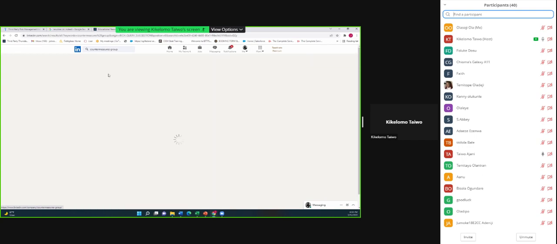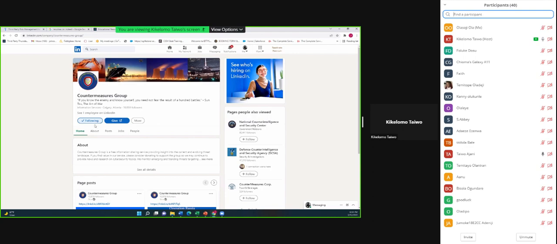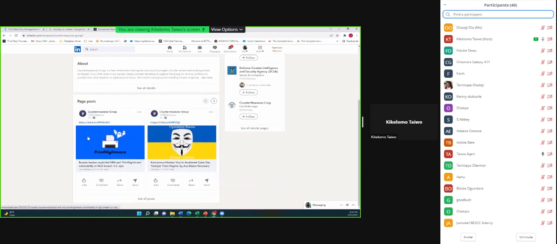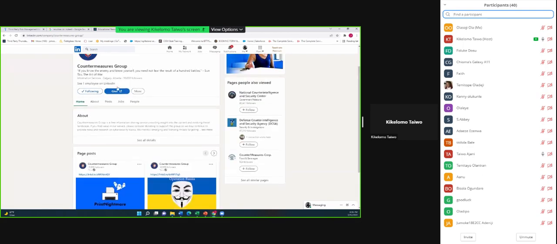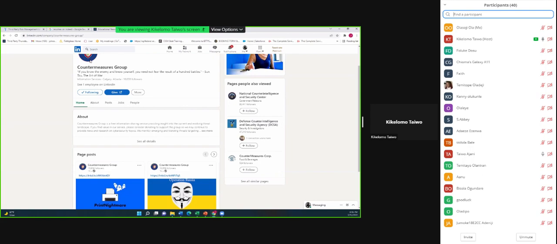For countermeasure, you can use countermeasure. Just follow them on LinkedIn. You will see a lot. This one is 1 hour ago: Russian hackers exploited MFA, multi-factor authentication, and PrintNightmare vulnerability in NGO breach. And this: Anonymous hackers vow to accelerate cyber war, paralyze Putin regime by any means necessary. I love this one. This site is always updated all the time, so you can use this countermeasures group on your LinkedIn.